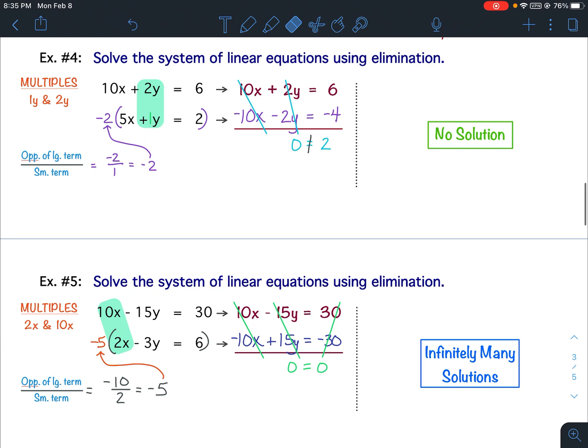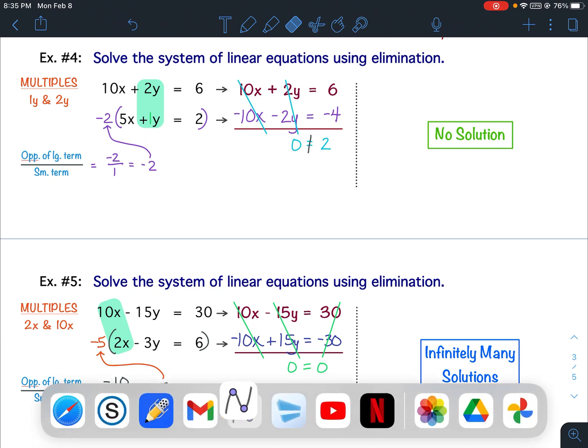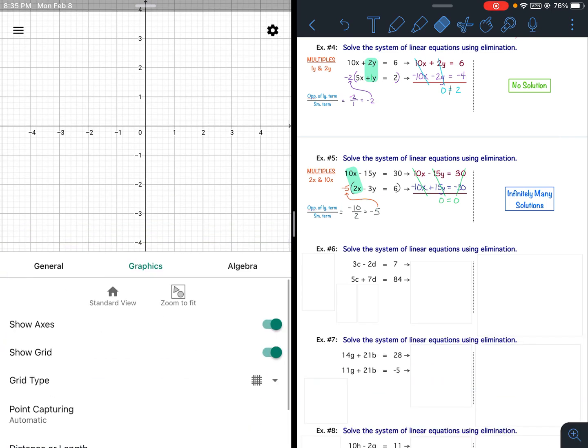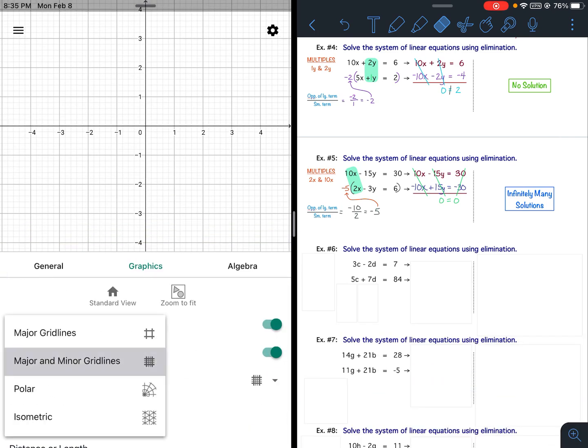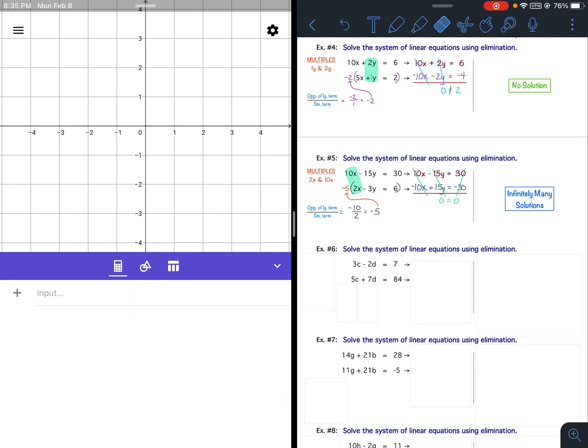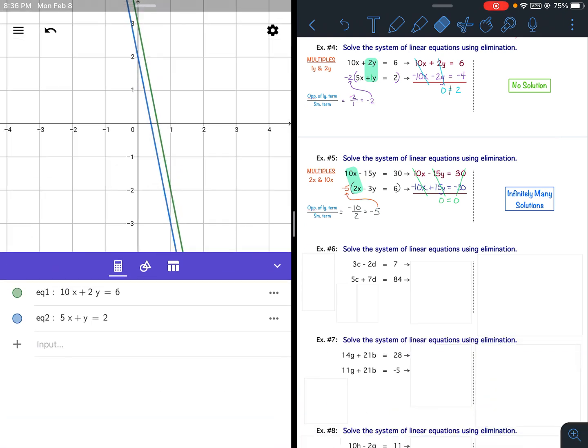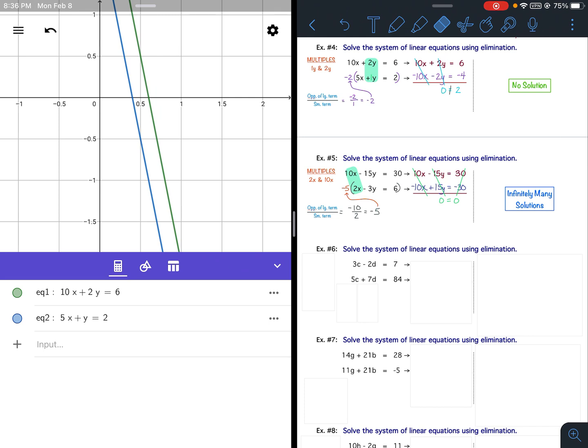All right, so let's check to see if we are correct. Let's use the GeoGebra app to see if we are correct. So let's put in the top one. So we've got 10x plus 2y equals 6, and then 5x plus y equals 2. If you look at those, they are parallel lines, no solution. So example 4 is correct.